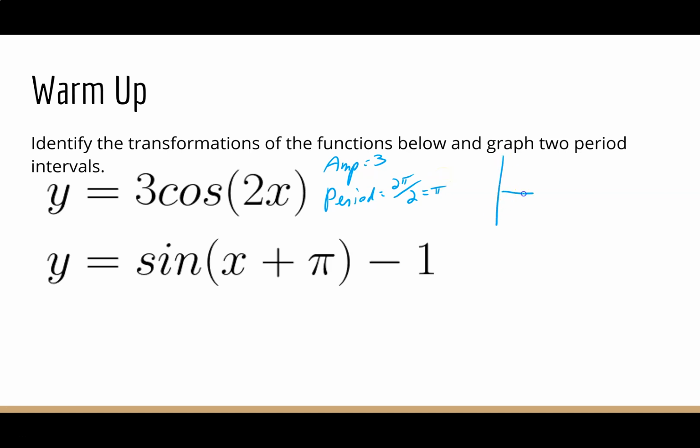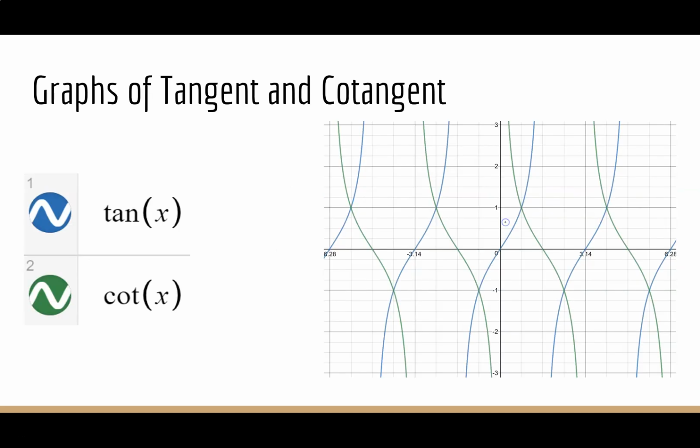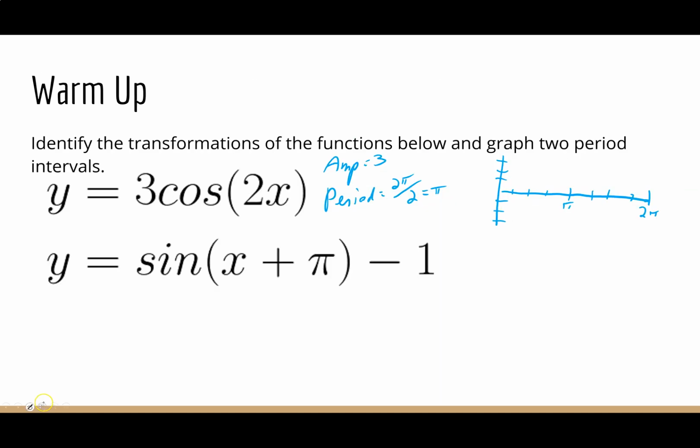So on my graph, 2 period intervals, so I'm going to have pi there, 2 pi there, half, half, half, half, half, half. Going up to 3, down to -3. And let's go with red for our line. Cosine is going to start at the top and then end its wave at the top. So 2 period intervals, cross, bottom, cross, cross, bottom, cross. So it looks something like that.